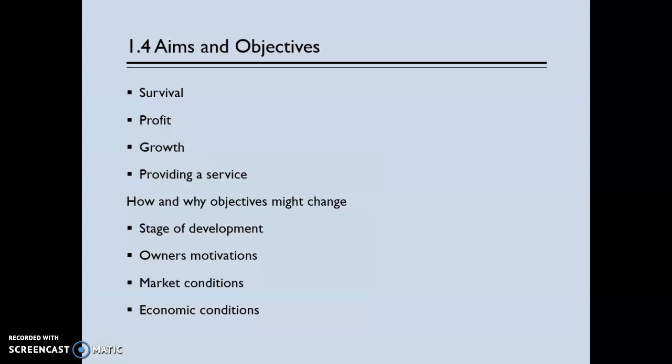So once you've got your aims and your objectives under your belt, you then need to think about how and why those objectives might change. So again, 4 key things here. Think about the stage of development. Are they a new business? Are they an established business? Are they in a dynamic market? If they're a new business, they're probably trying to survive. If they're an established business, they might be trying to make a profit or trying to grow. So think about where they are.